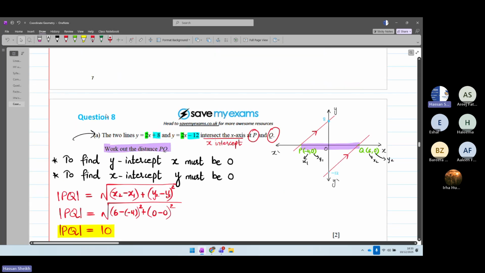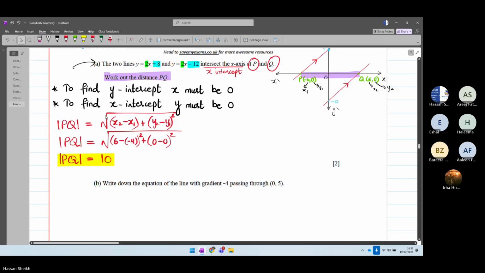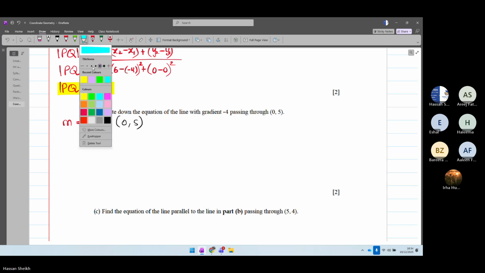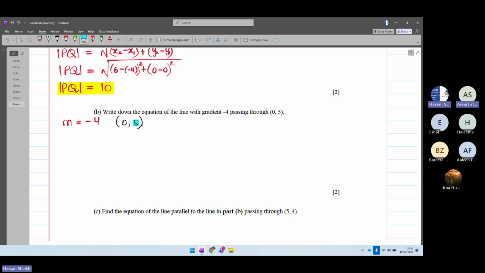Now students, last one. Write down the equation of the line with the gradient minus 4. How much is the gradient value? Minus 4. And it is passing through 0, 5. What is this 5? Anyone recognize it or not yet? Don't you think this 5 is c, the y-intercept? Yes, exactly.